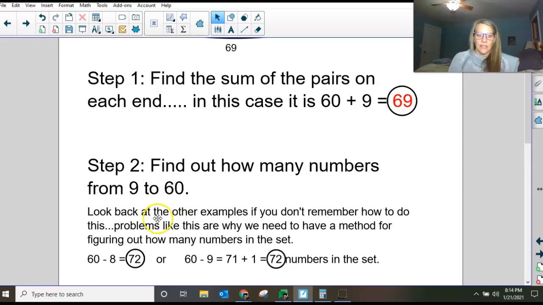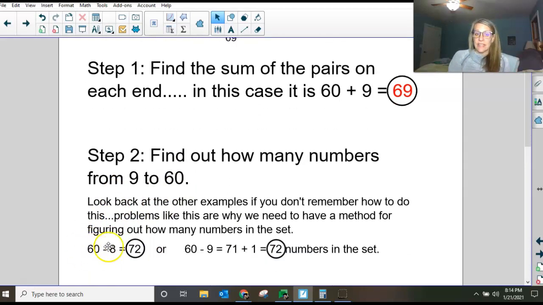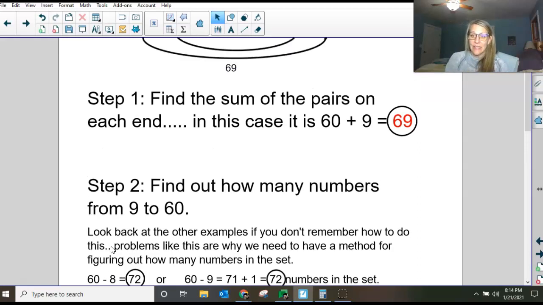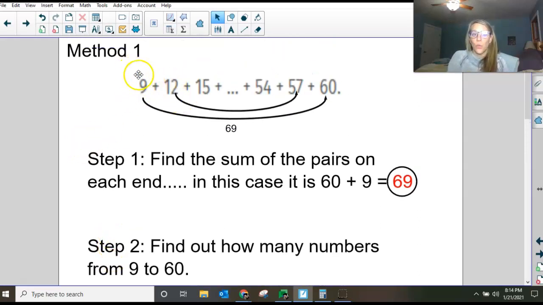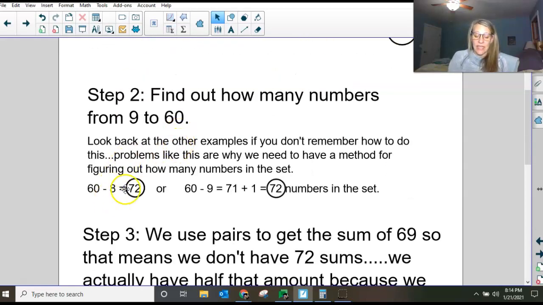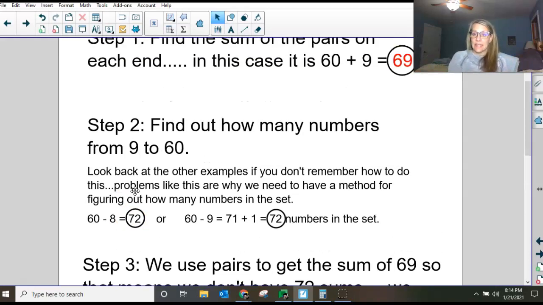Well, let's do the same thing. Let's replicate it. We have our largest number, which is 60. And this time, instead of subtracting 0, like I did with the other, I'm subtracting 8. And that's because that is 1 less than my beginning number in my list of numbers, or my sequence. So 1 less than that is 8. So that's why I'm going to subtract 8. And I find out that there's 72 numbers between 9 and 60.